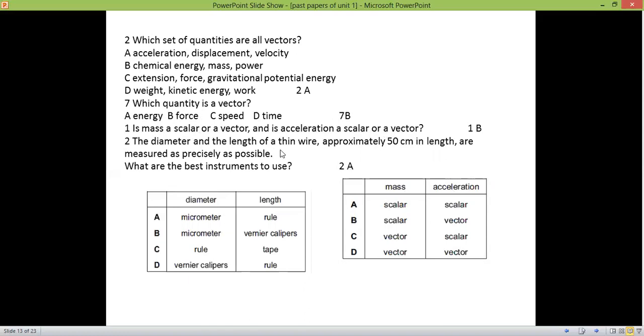Next question. The diameter and the length of a thin wire, approximately 50 centimeter in length, are measured as precisely as possible. What are the best instruments to use? So the correct answer is A. For the diameter, micrometer. Micrometers are used to measure the diameter of thin wires, and the length mentioned is 50 centimeters. So it can be measured by using a meter rule. A meter rule can measure up to a maximum of 100 centimeters.